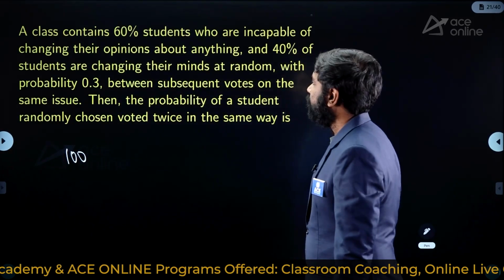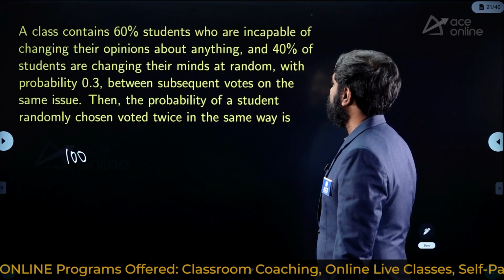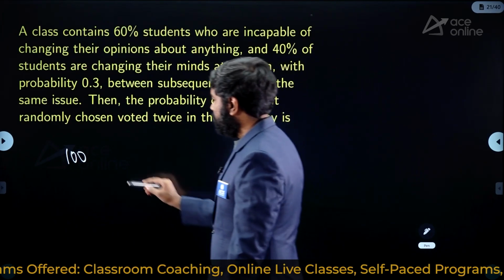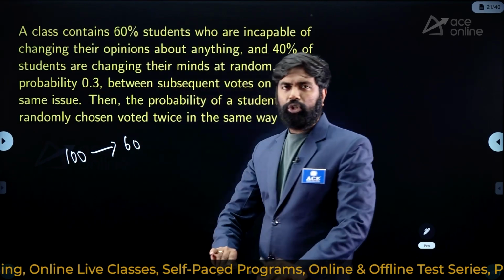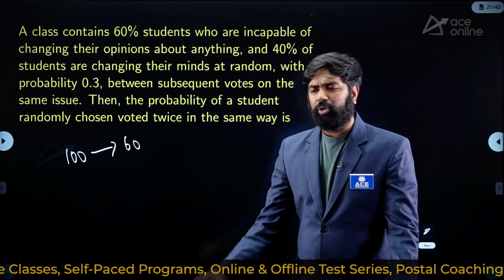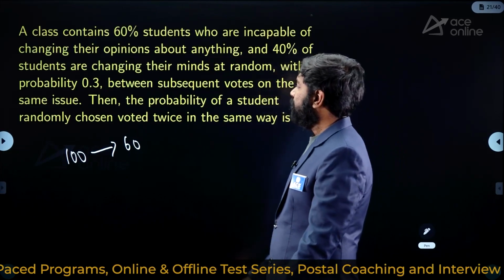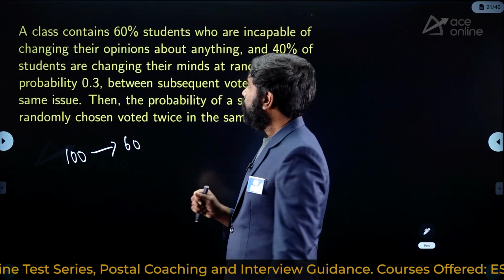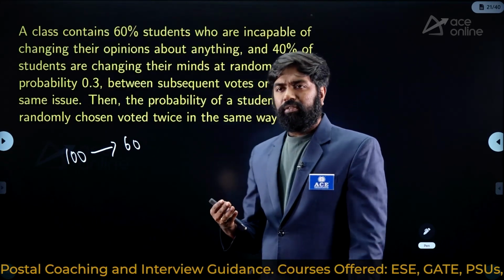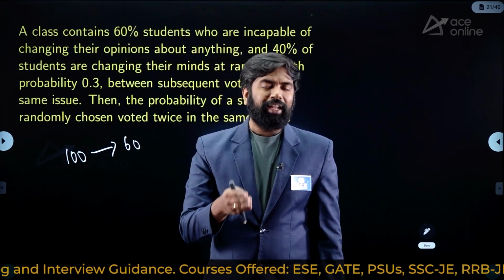60% of the students are incapable of changing their opinion about anything. So there are 60 students who don't change their opinions about anything, whatever may be the issue, they are sticking to the same answer. Or you can think, let's say they have voted for the party called X.